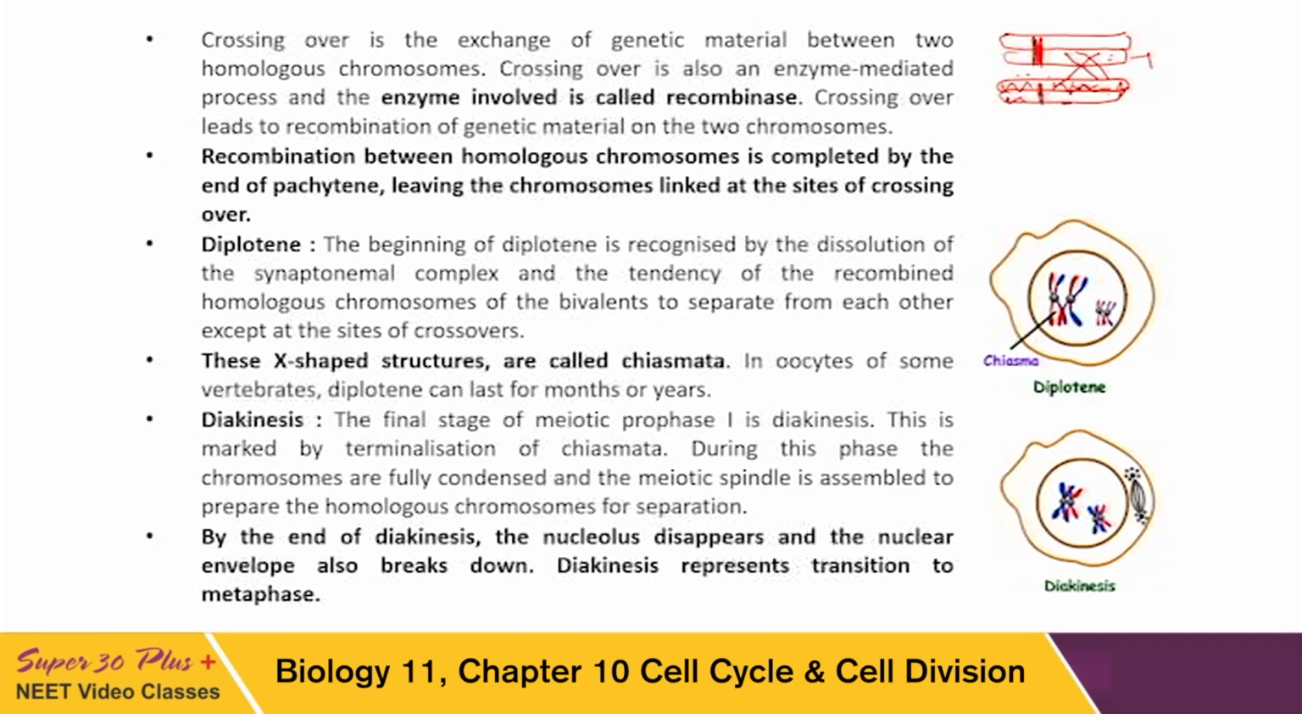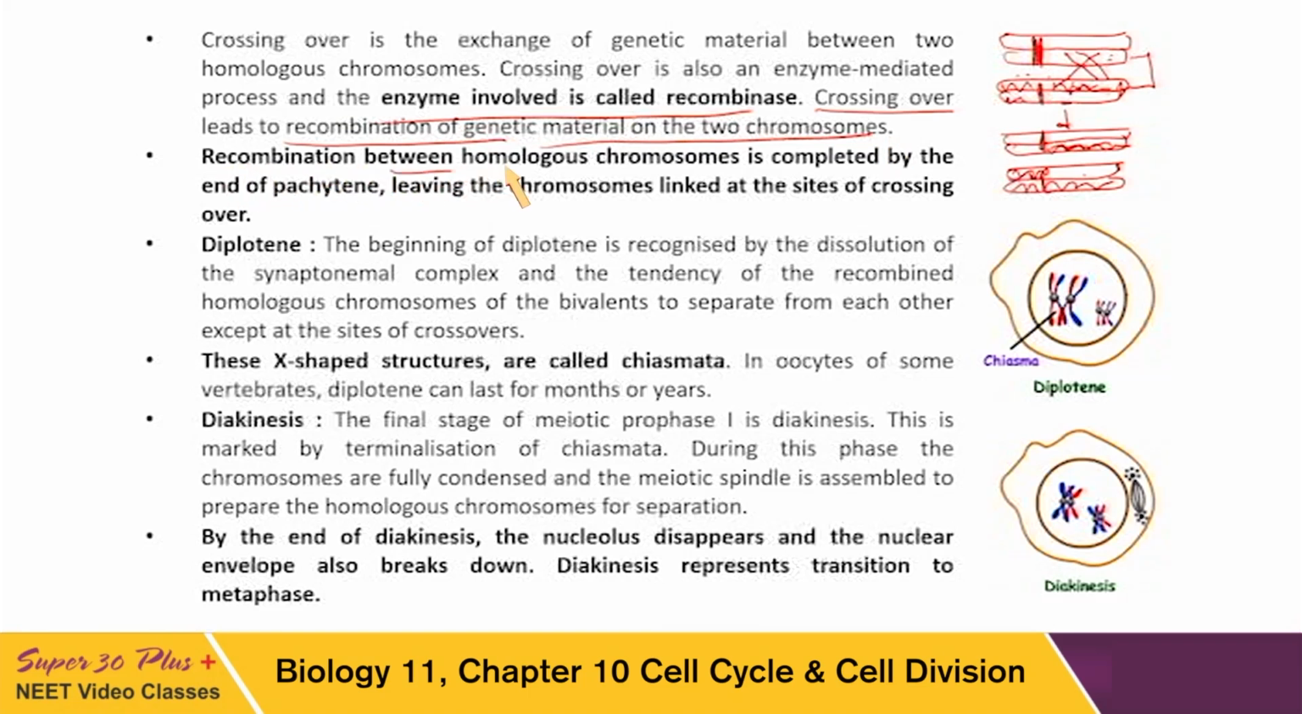These are the two non-sister chromatids, and after this crossing over, the result will be that this one chromosome will be like this, and this is the other chromosome. You can see diagrammatically that this part has gone to this, and this part has gone to this. This is the part which has been exchanged, right? The enzyme involved in recombination is recombinase. Crossing over leads to recombination of genetic material on the two chromosomes.